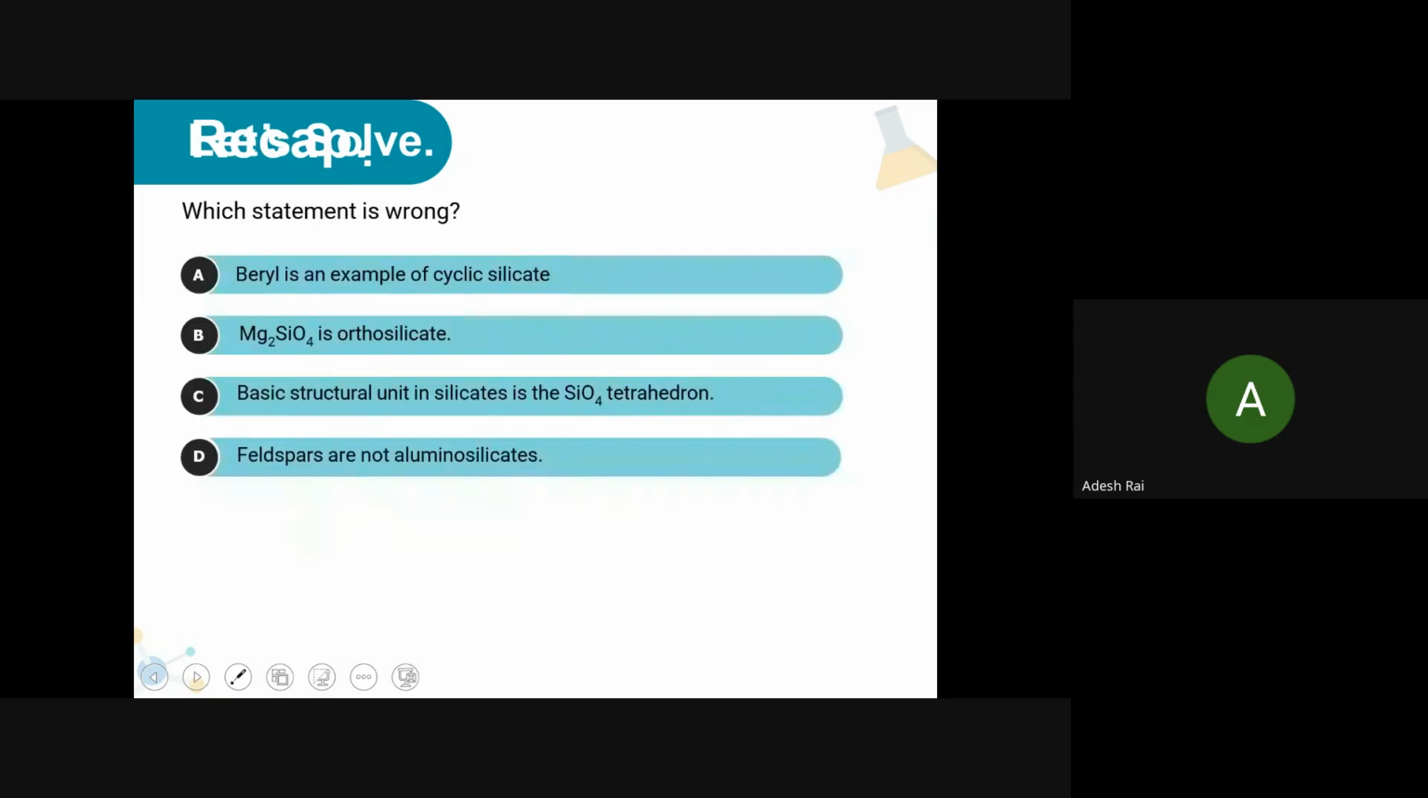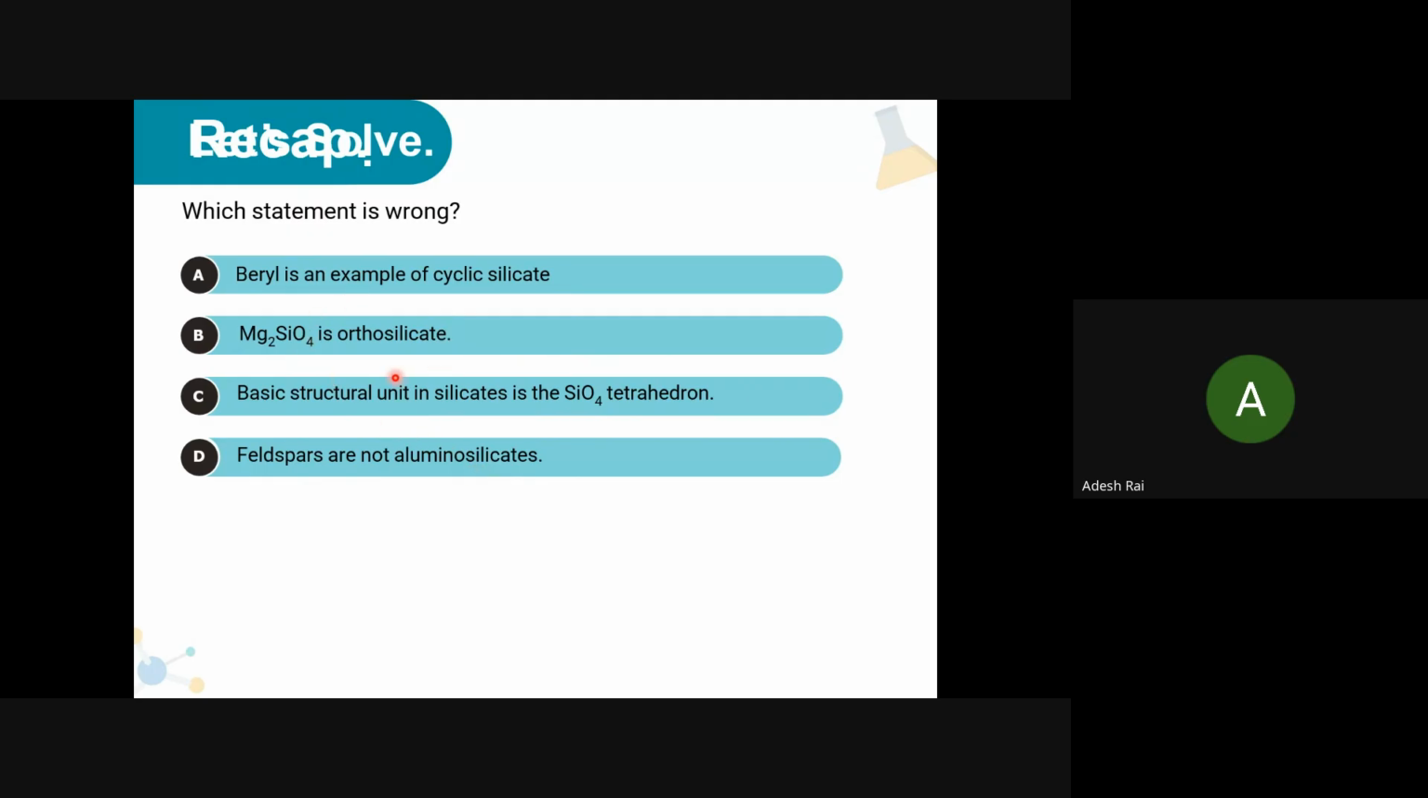Okay, moving on. Which statement is wrong? Beryl is an example of cyclic silicate. Do you remember beryl? Mg2SiO4 is orthosilicate. Correct? In orthosilicate, total positive should be equal to total negative. So this is correct. They are asking the wrong statement. Basic structure unit in silicate is the SiO4 tetrahedron. That is also correct.